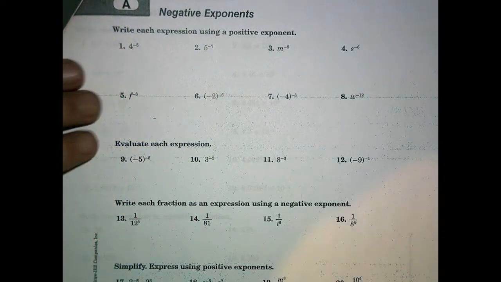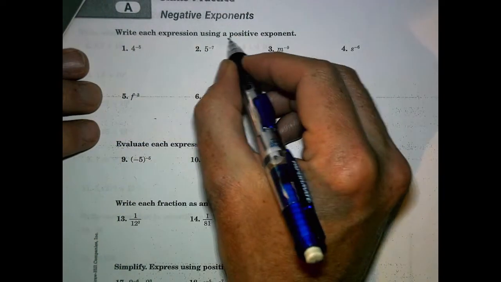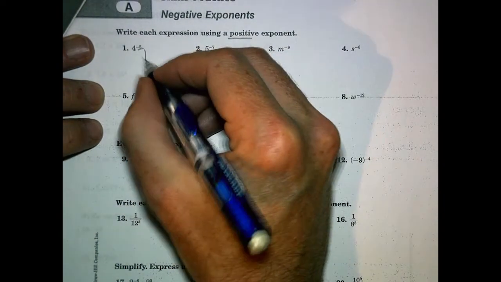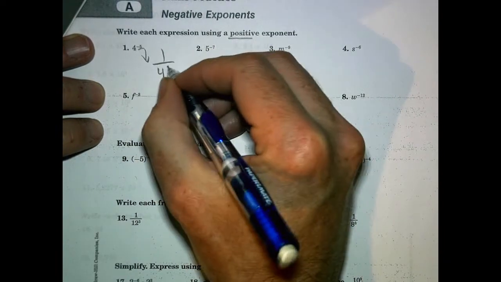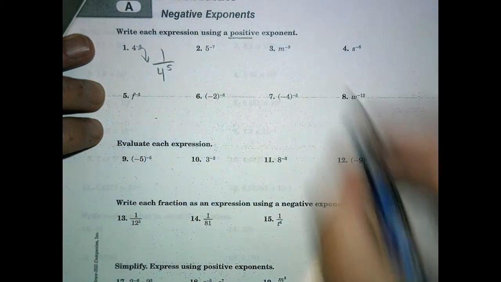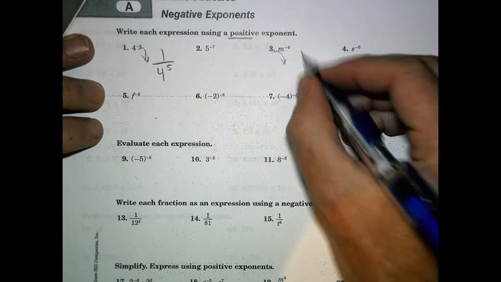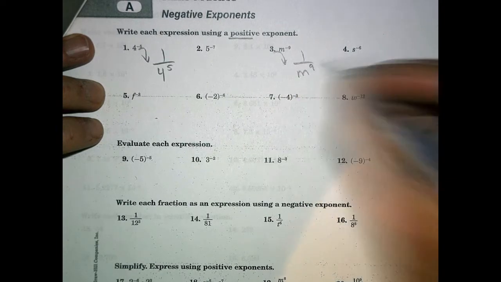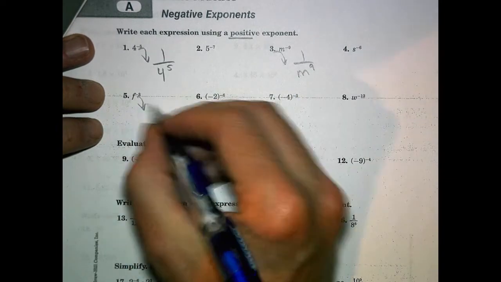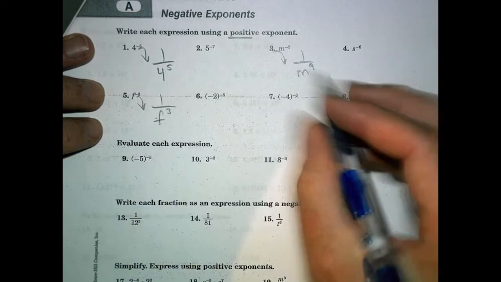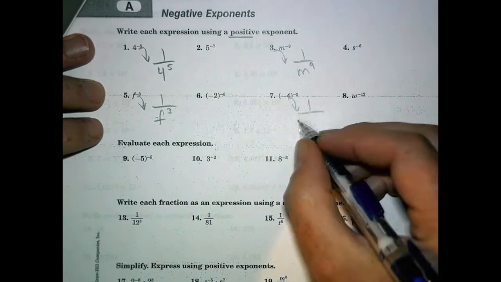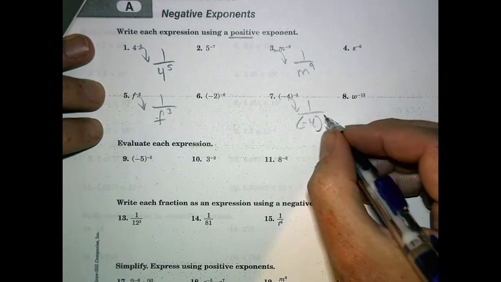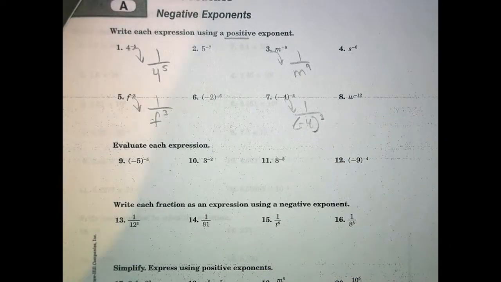All right, here we go. Working on the negatives. We're going to write them as a positive. So all we have to do is move that guy downstairs. So 1 and 4/5 in the bottom. Move that guy downstairs. M to the 9th. Move him downstairs. F to the 3rd. Move him downstairs. Negative 4 to the 3rd. Right? Pretty straightforward there. Now, let's evaluate.